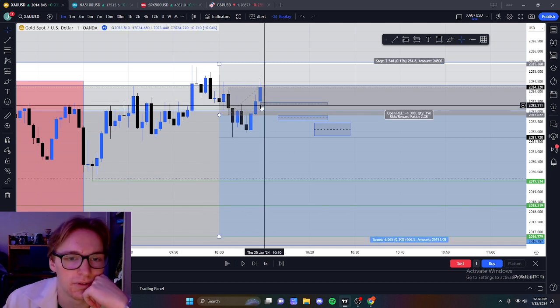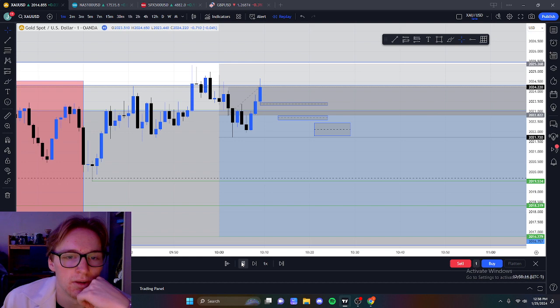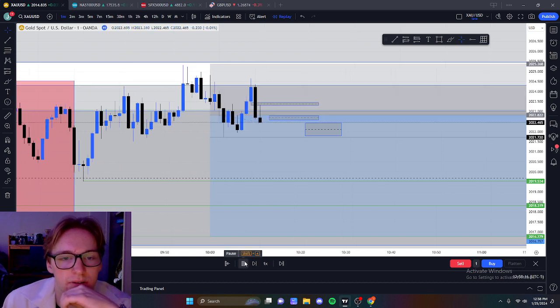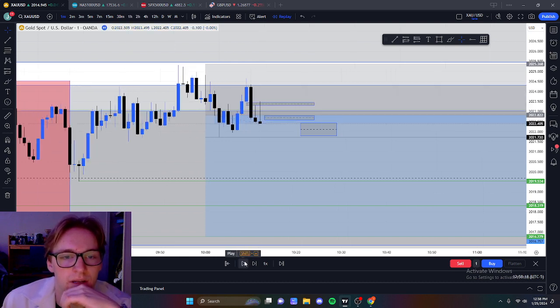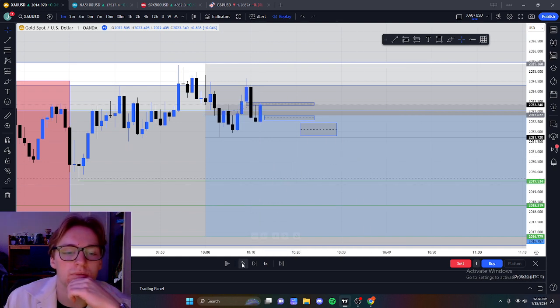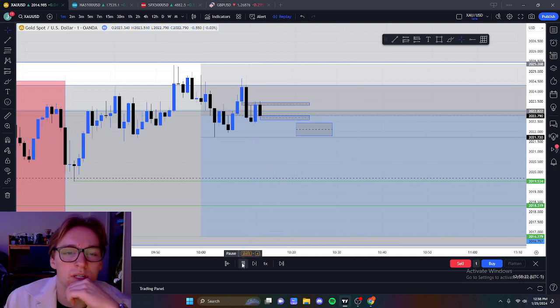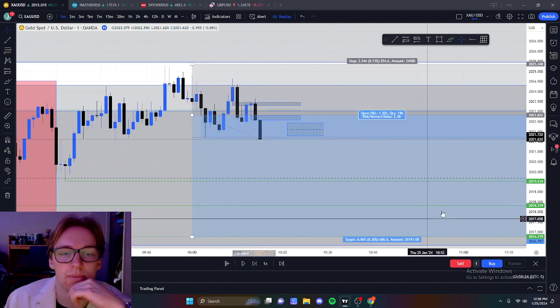And then I'm just looking for a fair value gap. So let this play out for a little bit. And this is where I entered. It was a super small 1-minute fair value gap as well.